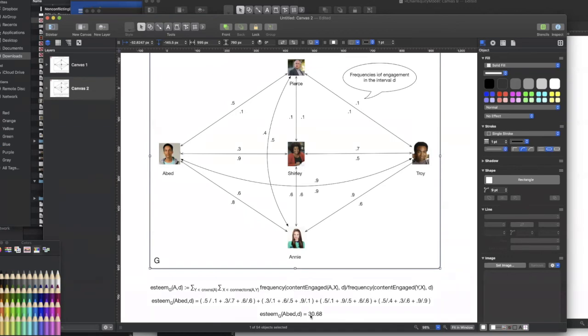But anyway, that's the way you calculate esteem in the social graph amongst the different parties. Does that make sense? Yes. And when we get the number, it depends on the number of people in the graph, right? Because we are just summing this up. That's correct.